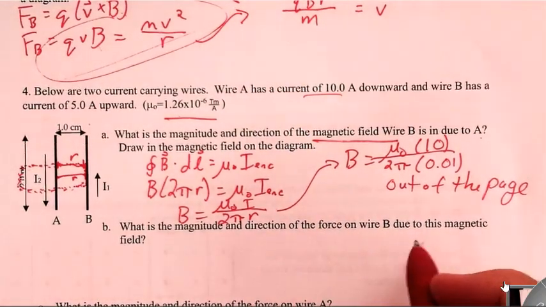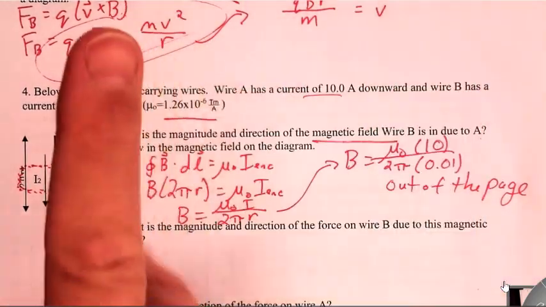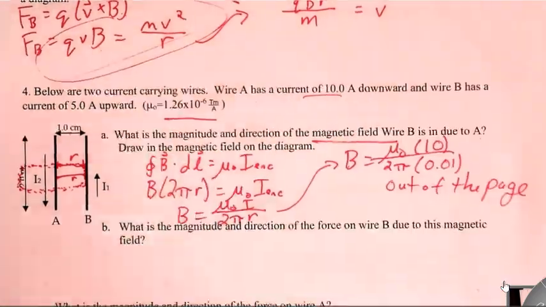What is the magnitude and direction of the force? Okay, well, let's use the other right-hand rule. The current's this way. The magnetic field is out of the page. Boop. The force is to the right.